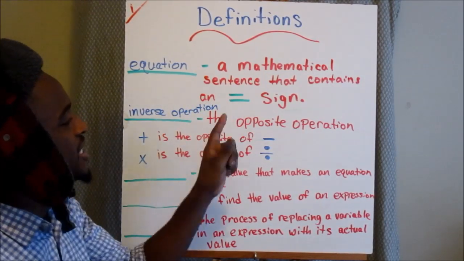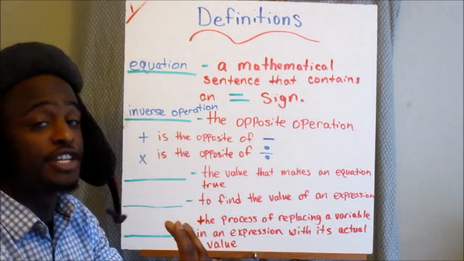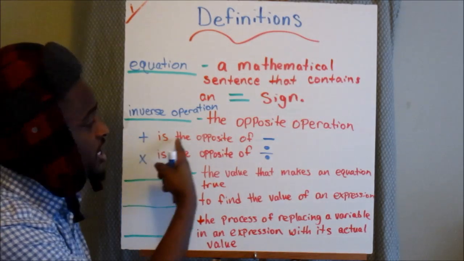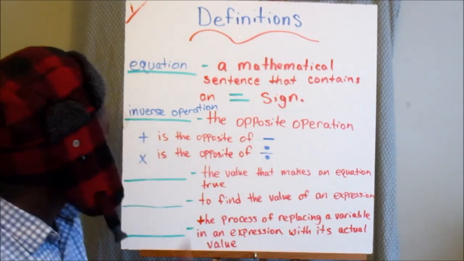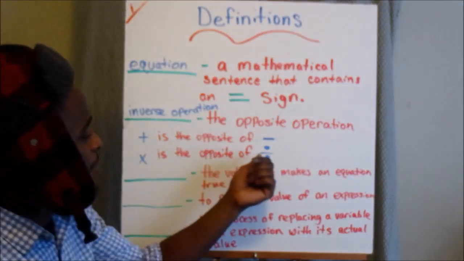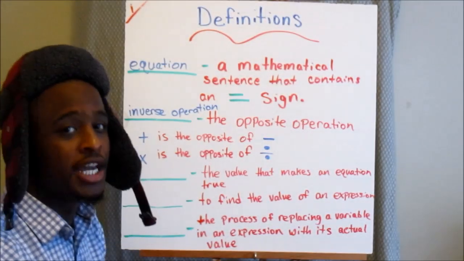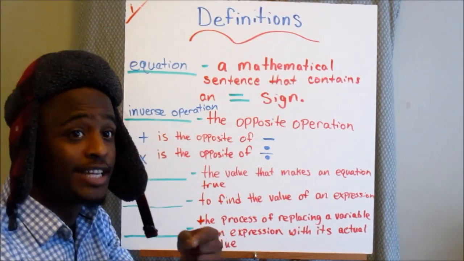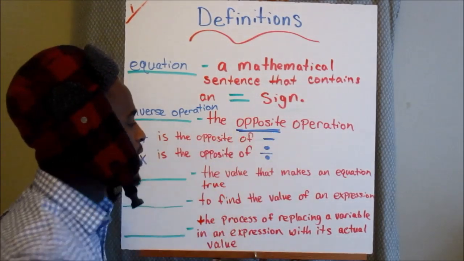An inverse operation is the opposite operation. We have 4 basic operations: addition, subtraction, multiplication, and division. Addition is the opposite of subtraction, and you can also say it the other way, subtraction is the opposite of addition. Multiplication is the opposite of division, and division is the opposite of multiplication. It's very important as we start studying solving equations that you understand the inverse operation, because we're always going to be using the inverse operation, and it just means the opposite operation.